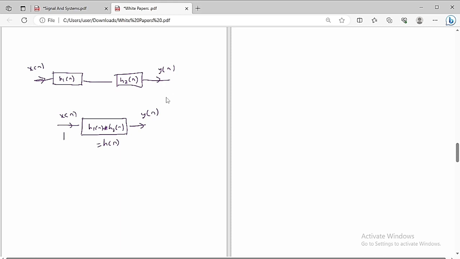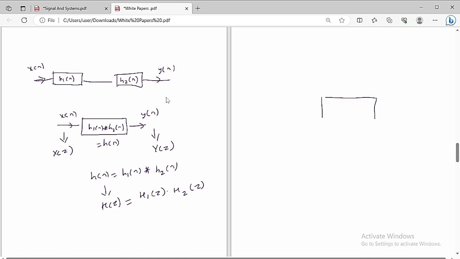So the z-transform of x(n) is X(z), and the z-transform of y(n) is Y(z). So h(n) is equal to h1(n) convolution h2(n). For this, what is the z-transform? In the z domain, convolution becomes multiplication, so H(z) is equal to H1(z) into H2(z), and the input is X(z) and the output is Y(z).